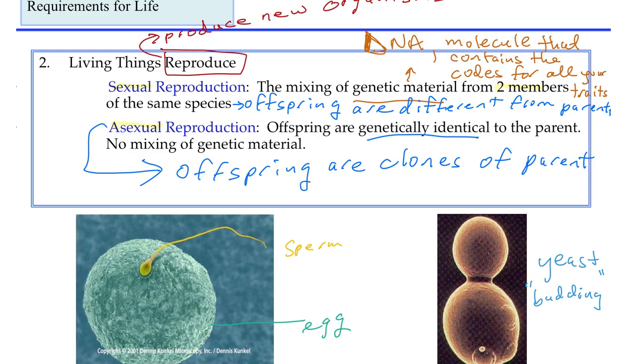A second requirement for life is that all living things can reproduce. Reproduce means they can produce new organisms like themselves, like your parents reproduce to form you.